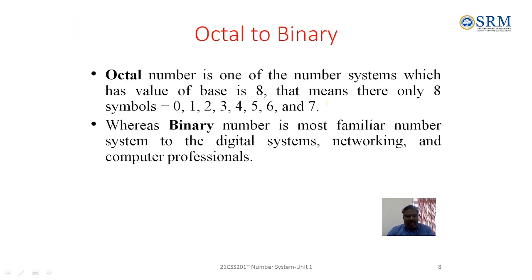First of all, octal to binary. What is octal to binary? It is a number system conversion from base 8 to base 2. How is it done? Base 8 is considered the octal number system, whose digits go from 0 to 7. Why do we say 0 to 7? Because we take values from 0 to 7, so the base is 8. Whereas binary is the most familiar number system to digital systems, networking and computer professionals.